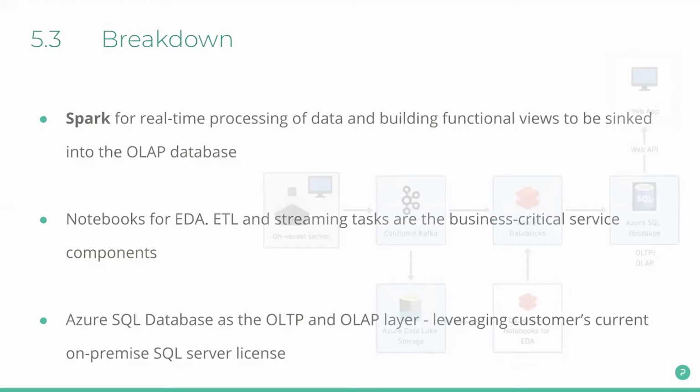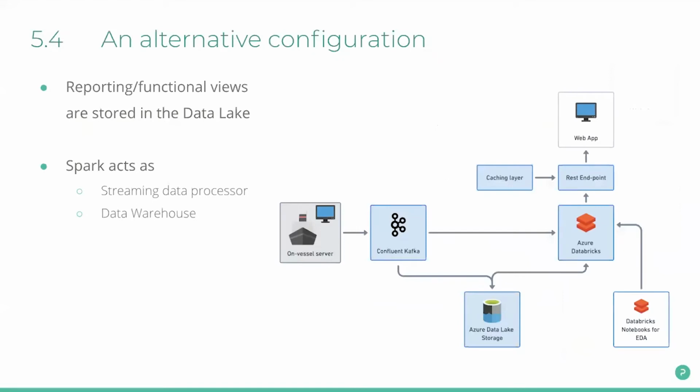On this slide, I'm going to propose an alternative configuration. In this alternative configuration, we're leveraging data lakes more. This, in my opinion, is even more scalable. The big difference between this proposed configuration and the first one is that we're not using Azure SQL database anymore. We're storing our functional business views directly in data lake storage, so directly on the data lake. So the data lake will store raw data as well as functional data.